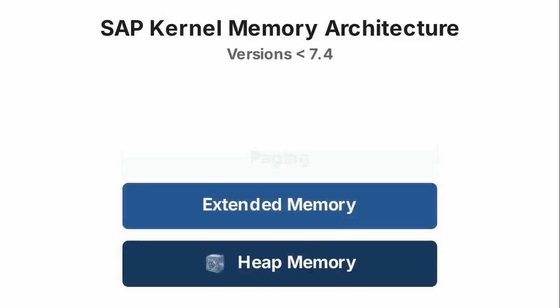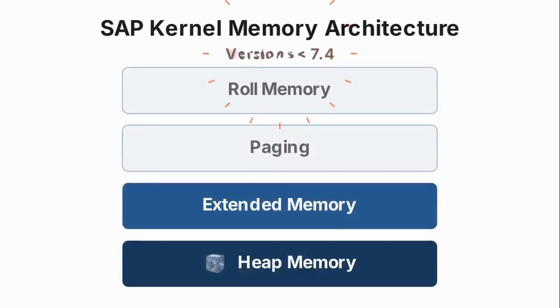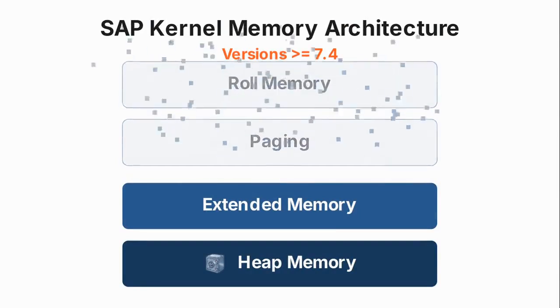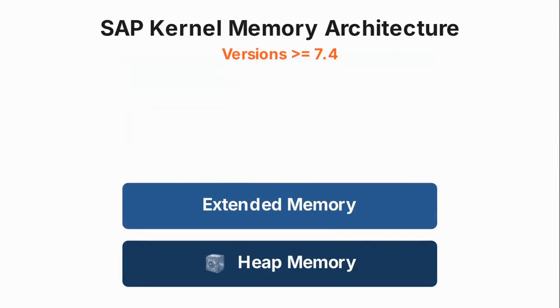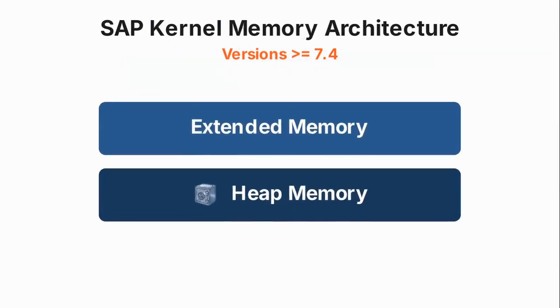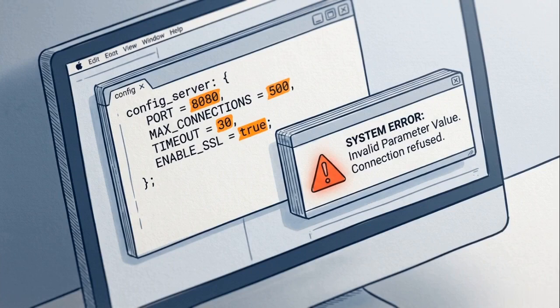In modern SAP kernels, specifically versions 7.4 and higher, the memory model has shifted. Legacy memory areas like role memory and paging have been deprecated and removed entirely. Administrators who manually hard-code outdated parameters risk starving the system of resources, directly overriding the kernel's native optimization algorithms.